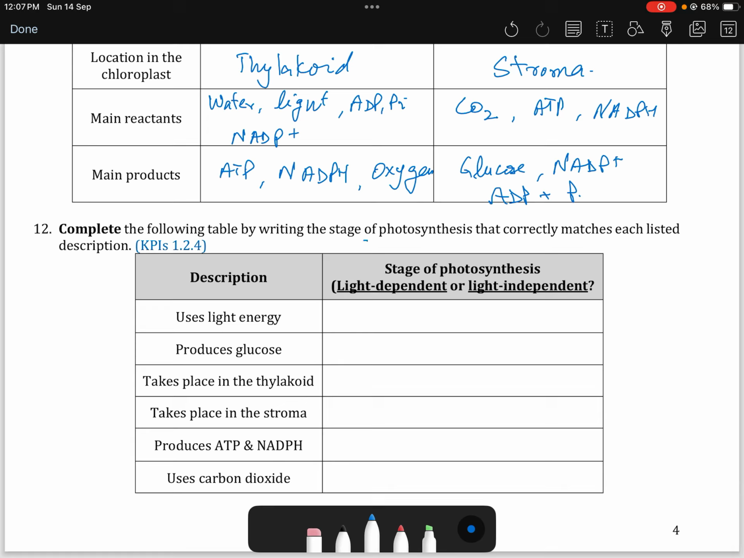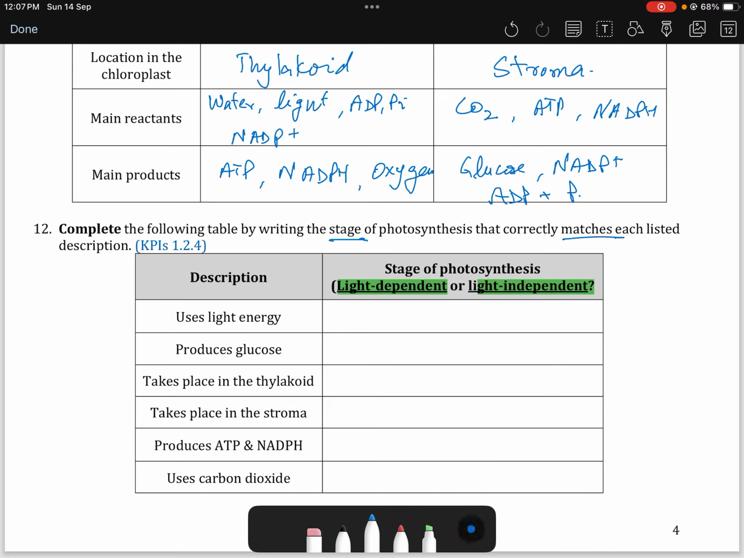Complete the following table by writing the stage of photosynthesis that correctly matches each statement. So you have to link whether this is light dependent or light independent. Please don't just write numbers like 1, 2, 2, 2, 1, 1. This is wrong. Please don't do this. It is not an issue to write it completely. You are supposed to write the sentences down.